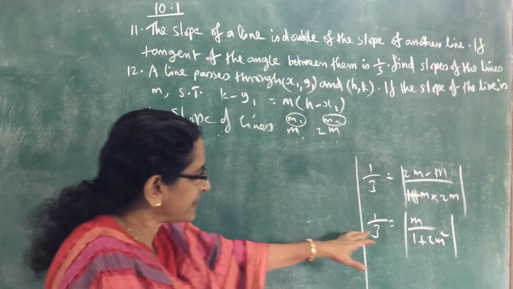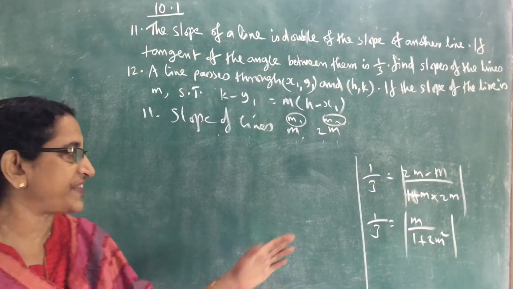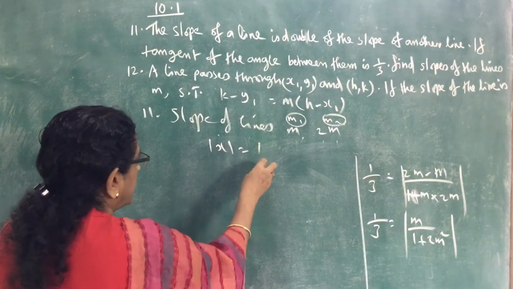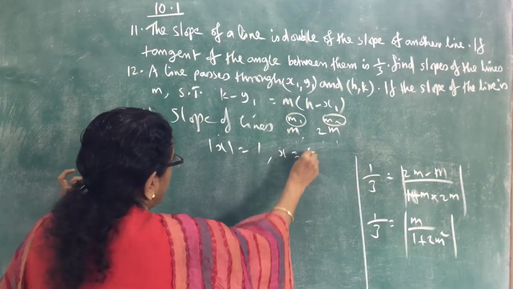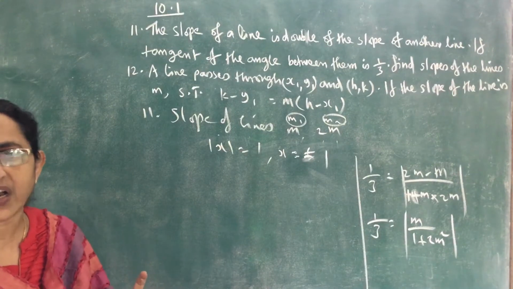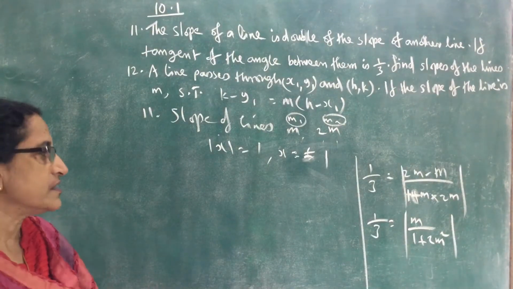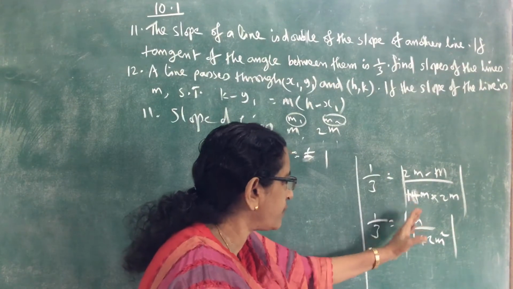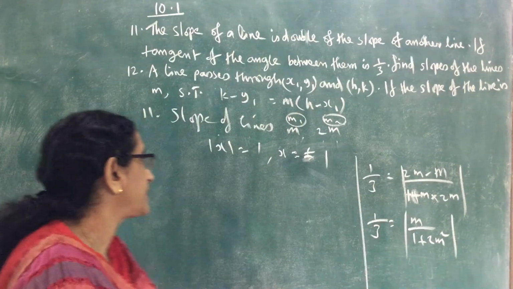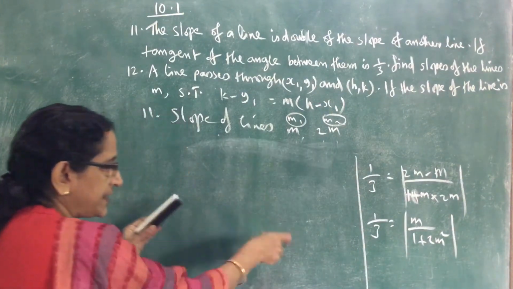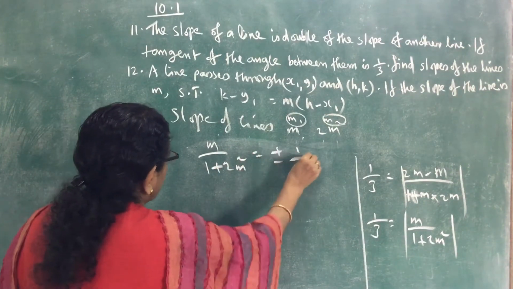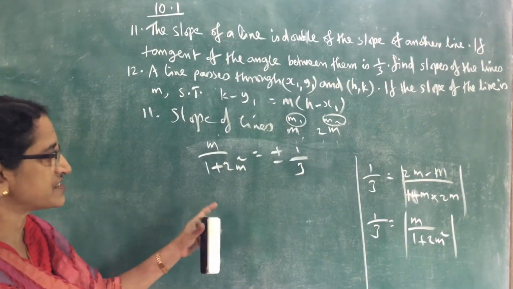Now we got 1 by 3 equal to the modulus of that. As I told you, if modulus x equals 1, we have to consider x equal to plus or minus 1. Similarly, modulus of m by 1 plus 2m square is 1 by 3, so we can take this as plus or minus 1 by 3. So m divided by 1 plus 2m square equals plus or minus 1 by 3. Now we have to consider two cases.